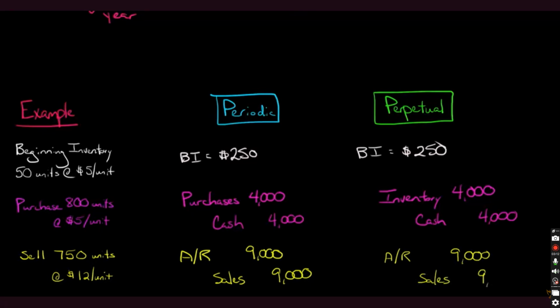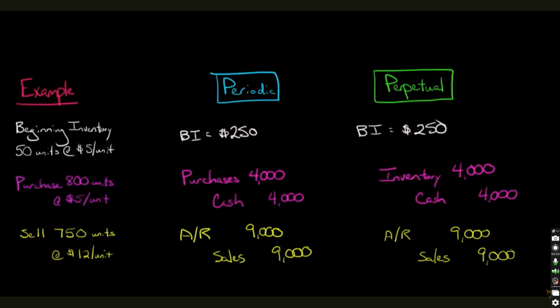Now it looks like, hey, you account for a sale exactly the same way under periodic as you do for perpetual, but we're not finished yet because there's one other component to this. Think about it. We've actually got rid of some inventory, right? We sold 750 units, so we have to account for that. We're going to reduce our inventory account. So under the perpetual method, we're going to say a debit to cost of goods sold and a credit to inventory. How much? Well, we got rid of 750 units that we had on the books at $5 a unit.